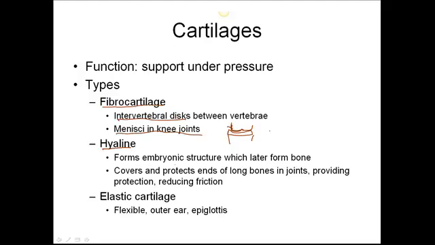Then we have hyaline cartilage. And this of course forms your embryonic bone structure, and it covers and protects the ends of the long bones in the joints. Okay, so it's basically in joints, or joint surfaces. Okay, then elastic cartilage. This is the fun one. This is very flexible, and if you just flap your ears, you'll find the elastic cartilage. And then your epiglottis, that covers your windpipe when you swallow.